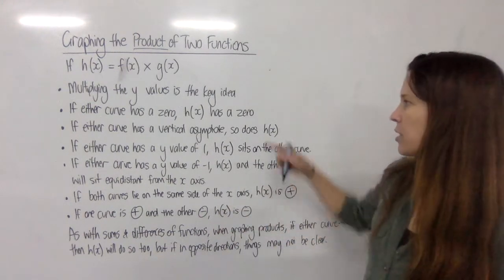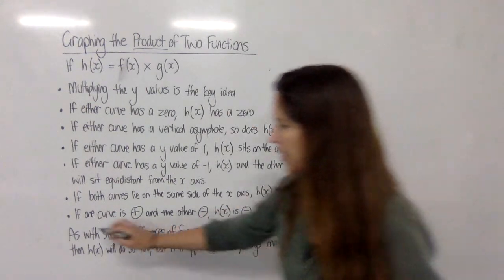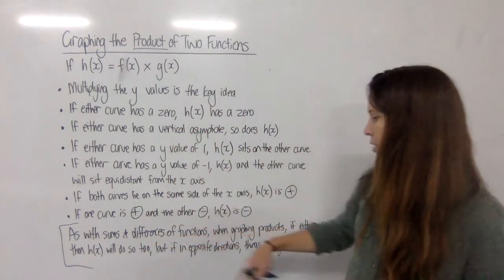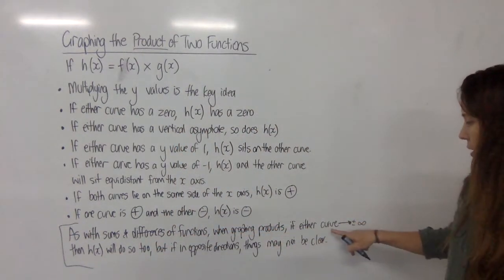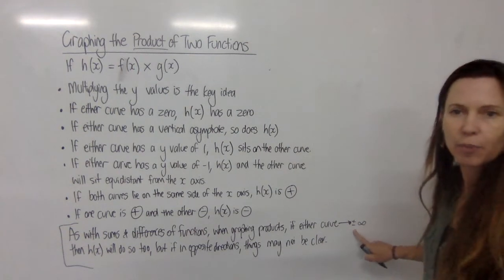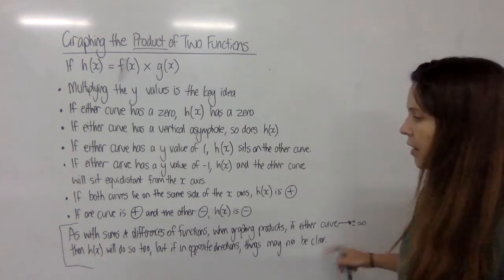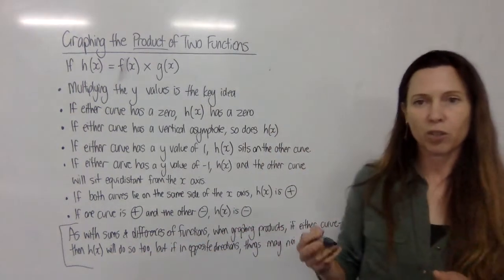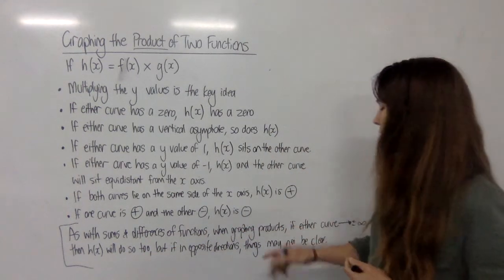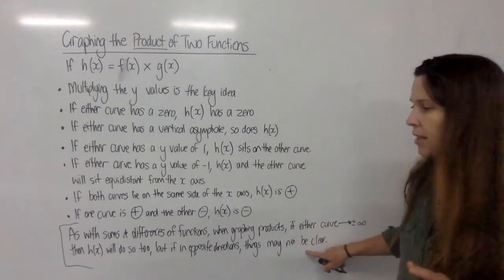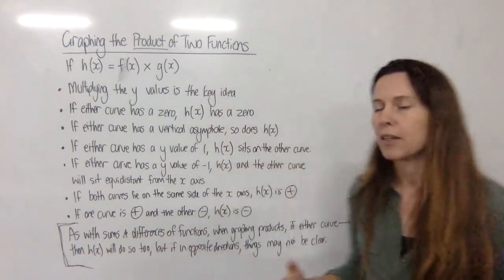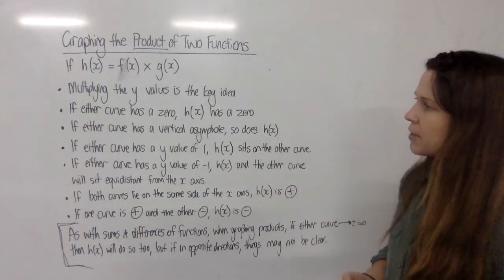Now, a few different things will occur. The one that is the same, I'm jumping down to the bottom, as with sums and differences of functions, when we're graphing products, if either curve is approaching plus or minus infinity, then h of x will also do the same thing. But if our two curves are going in opposite directions, then it might not be clear. So we've seen that already. It's exactly the same thing you should have written down already twice today, and it's going to be consistent.